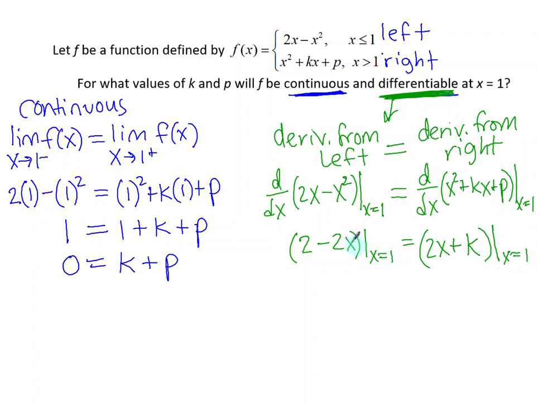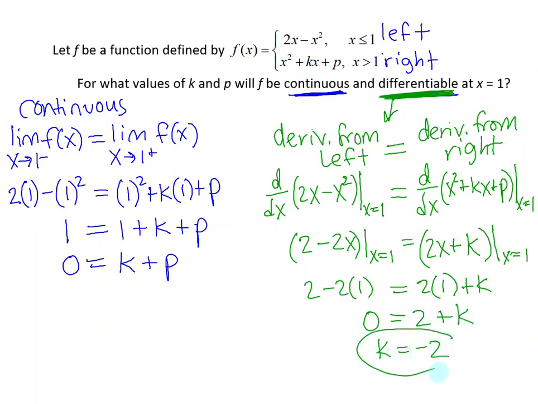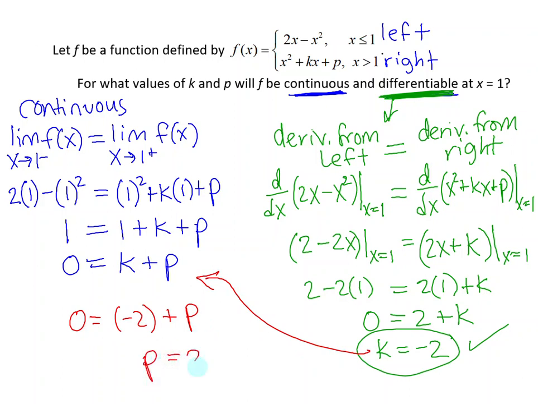Now we plug in the 1 where the x is. 2 minus 2 times 1 equals, plug in the 1 over here, 2 times 1 plus k, and let's do some simplifying. 2 minus 2 is 0, equals 2 plus k, so k must equal -2. We've got one of our answers. We're going to use that to help us find the other answer. Plugging it back into that other equation, 0 equals -2 plus p, we see that p must equal 2.